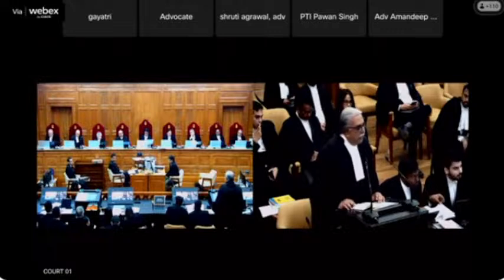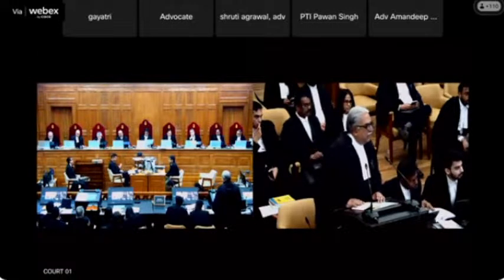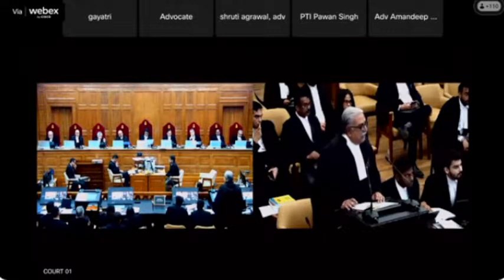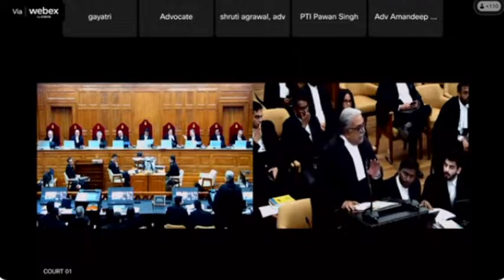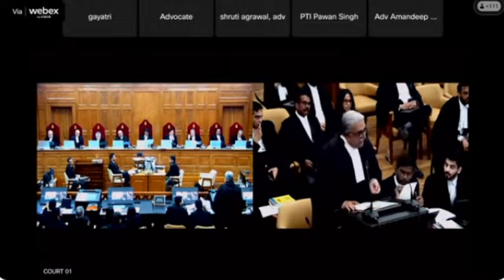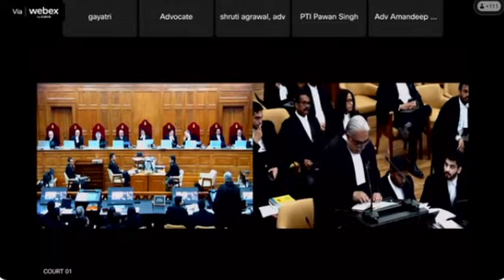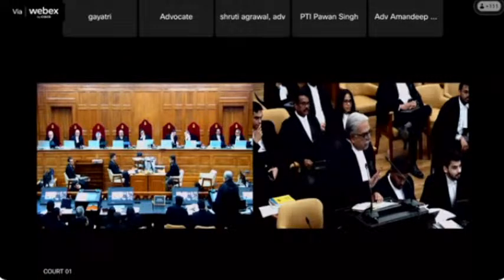Why can't the reverse apply? Anything like fermentation industries is covered under entry 52. But how much of the fermentation industry is covered is the question. I'm saying, my lord, that if the fermentation industry takes in any aspect of the manufacture or production of intoxicating liquor, then it is completely covered by entry 8. My lord, there is no question of supremacy of Parliament in this.